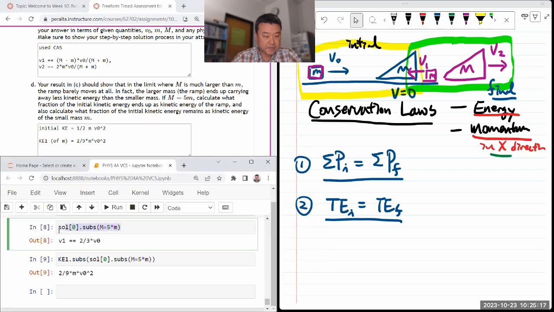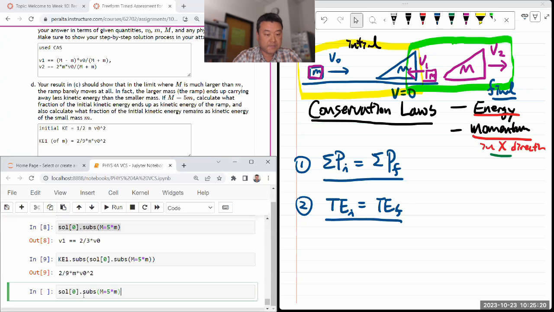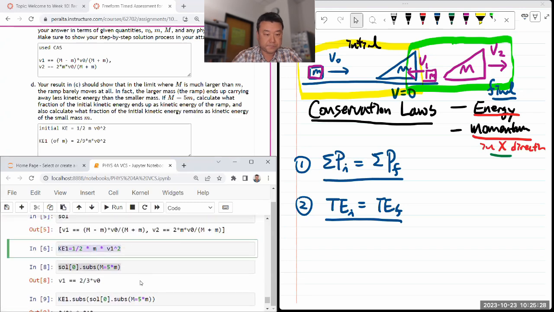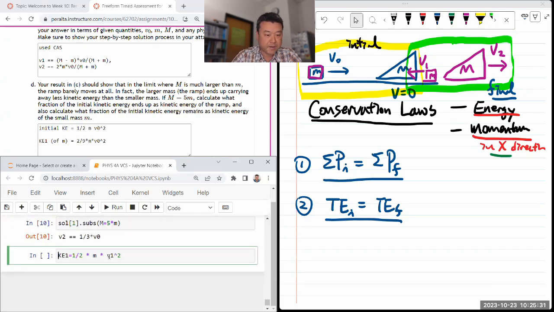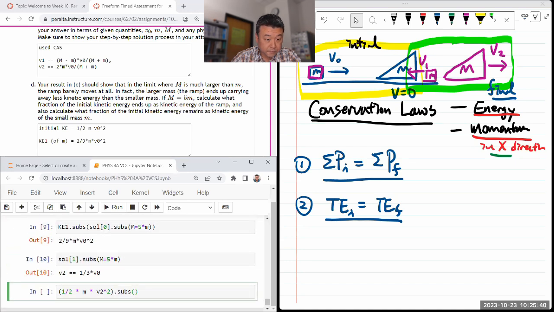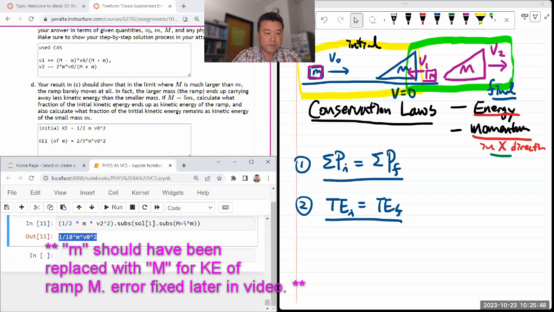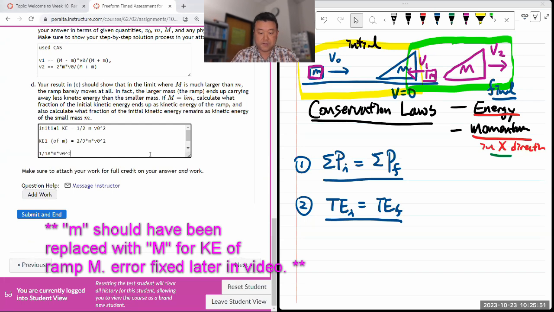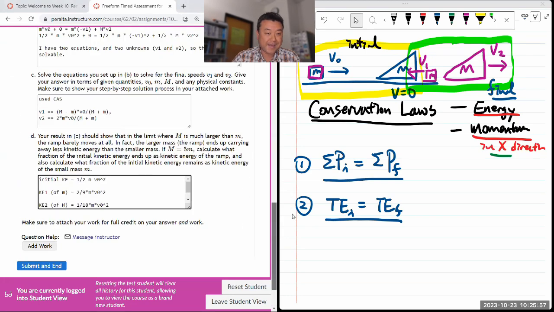So I'm going to get the same thing, but this time for the mass of the ramp, and I can put in my kinetic energy 2, which this time I won't bother defining. I'll just say that 2, substitute in that. And that will be what I put in here. Okay, K2 of m. And with that, I've got 10 seconds left.